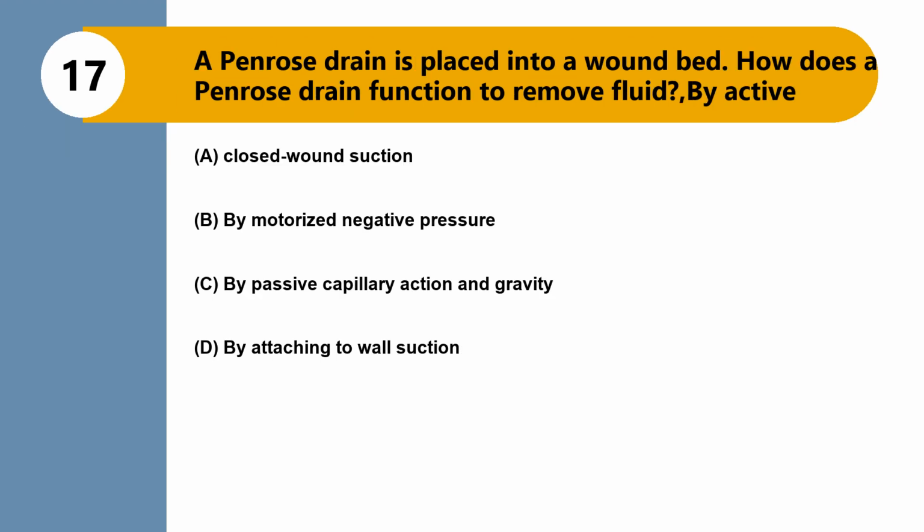Question 17. A Penrose drain is placed into a wound bed. How does a Penrose drain function to remove fluid? Option A. By active closed wound suction. Option B. By motorized negative pressure. Option C. By passive capillary action and gravity. Option D. By attaching to wall suction. The correct answer is option C, by passive capillary action and gravity.